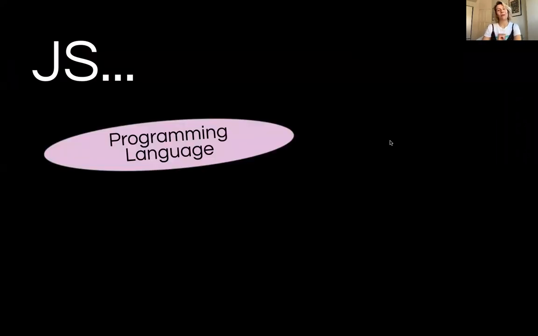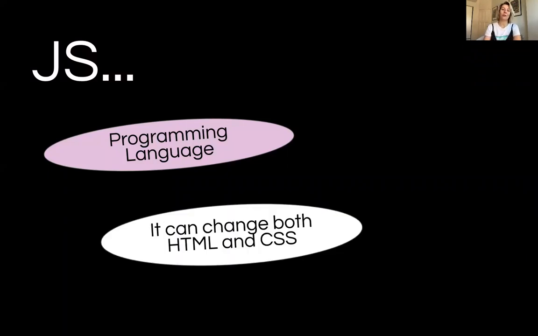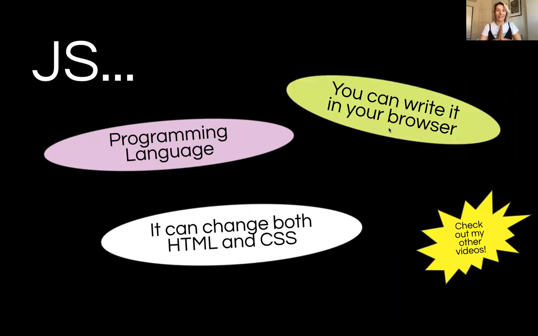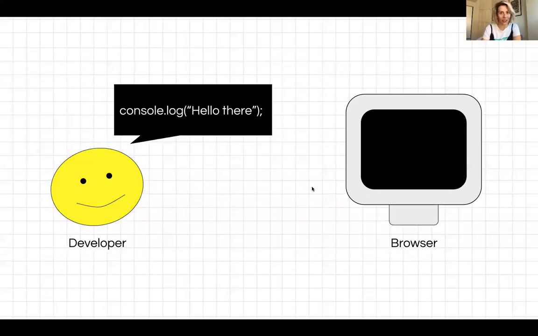As you might remember from my previous episodes, and if not, please check them out, JavaScript is a programming language. JavaScript also has superpowers because it can change both HTML and CSS. And lastly, we learned that you can write it in your browser. So you can go to your browser, open the console, type something in it, and then it appears. You can do maths, all sorts of stuff. So now I wonder, if I showed you that last time, didn't you think that was a bit strange? Right, today we're going to look a bit more into why your browser actually understands JavaScript.